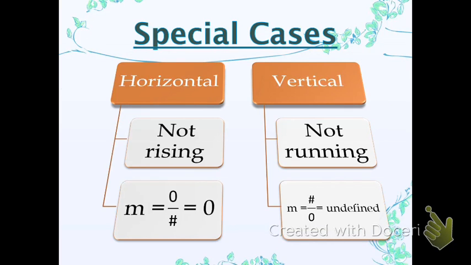There are some special cases. Horizontal lines have a slope of 0, and when you use the formula, you'll end up with a 0 over some number. And vertical lines have an undefined slope. If you were to use the formula, you'd end up with some number divided by 0, and we know that we can't divide by 0, which is why we end up with an undefined slope.